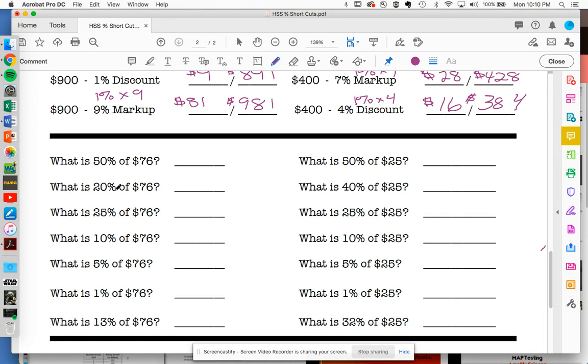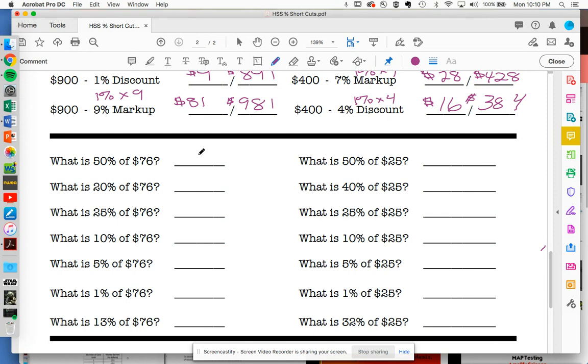Okay, so I'm just finding 50% of 76. I don't need to add or subtract it. Don't worry about the discount or markup. Hopefully you understand that. It's pretty simple. So pause the video and try all of these. If you don't understand how to do one, you can get back in the video, fast forward, and double check your answers as you go.